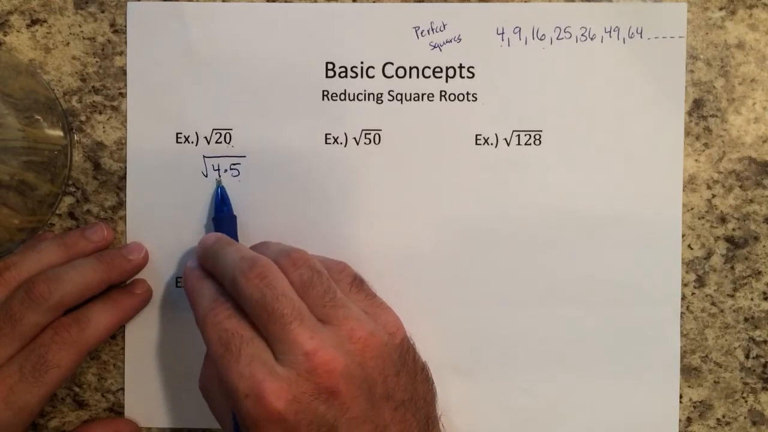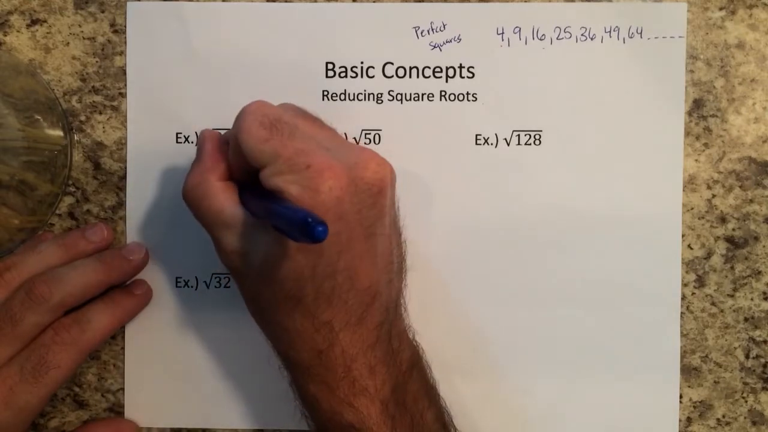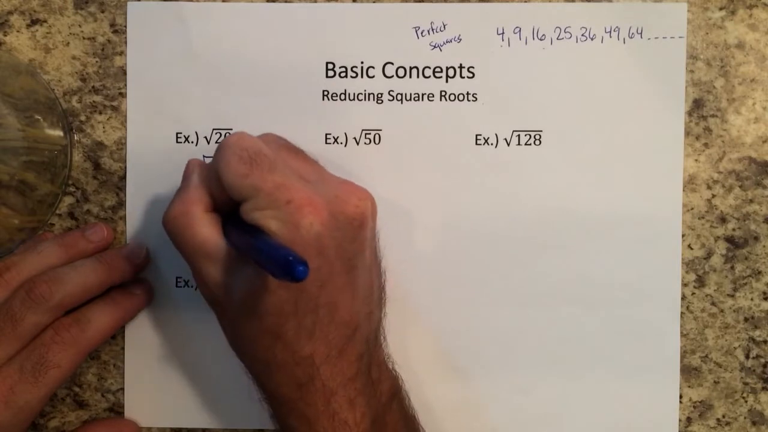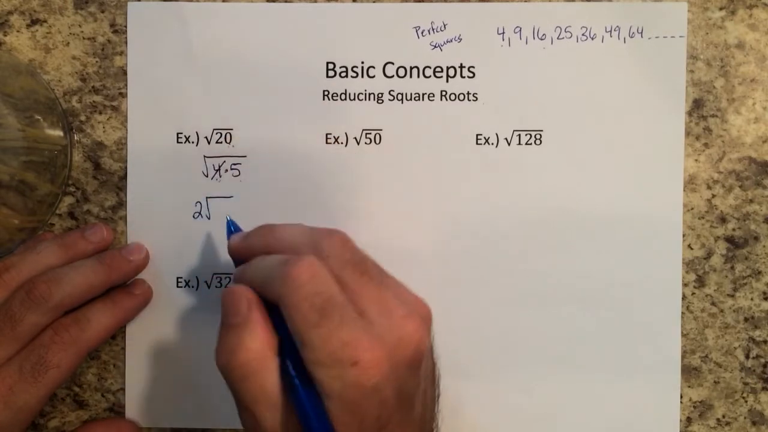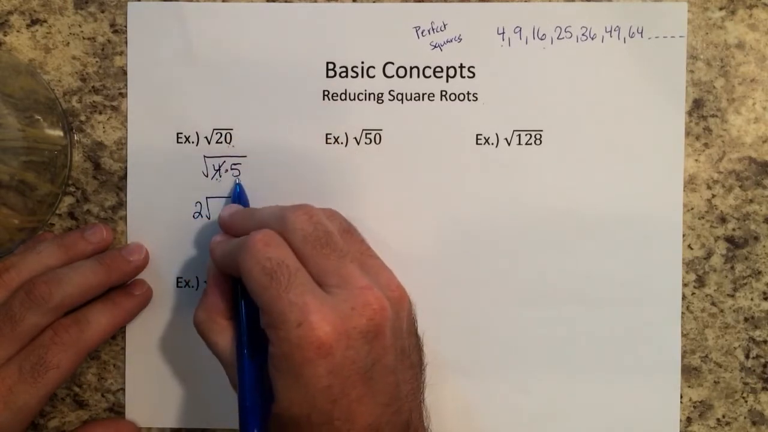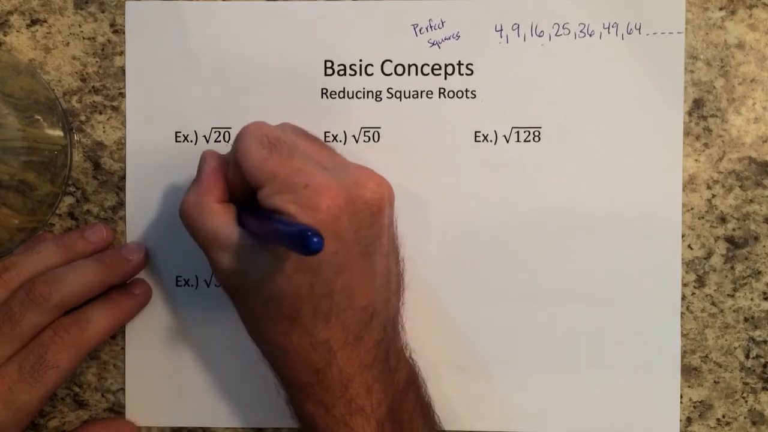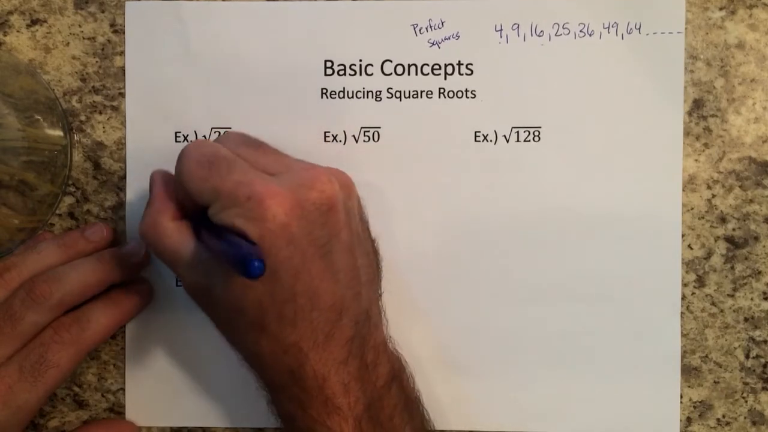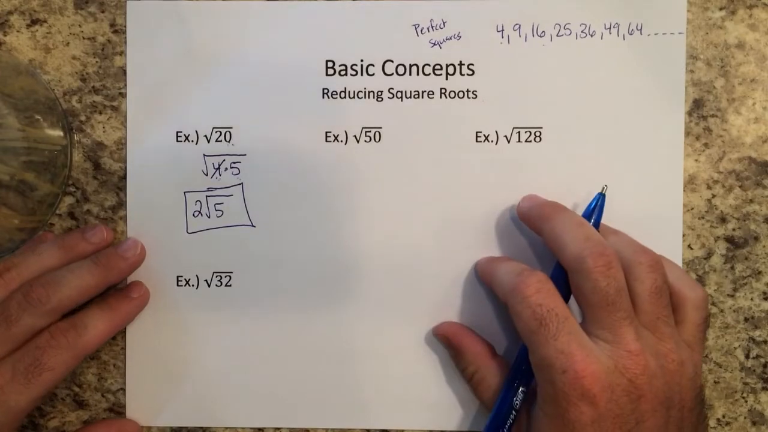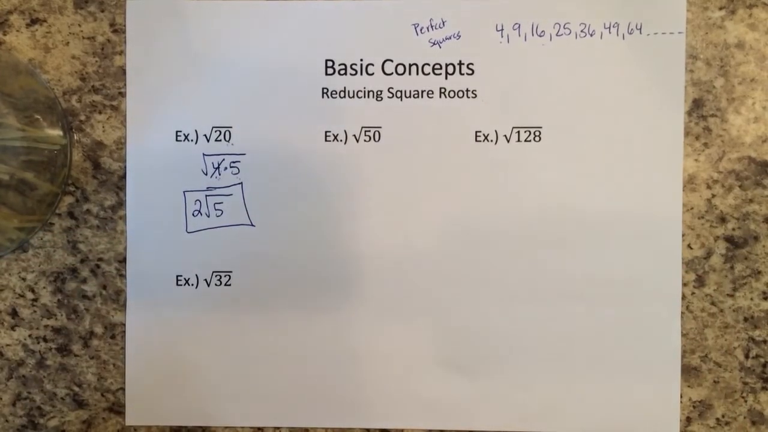So now the square root of 4 is 2. So what I want to do is mark out the 4, because I'm taking the square root of it. Put a 2 on the outside. Square root of 4 was 2. The 5 isn't a perfect square, so that has to stay under the square root. And that's all I can do. So the answer is 2 square root of 5.